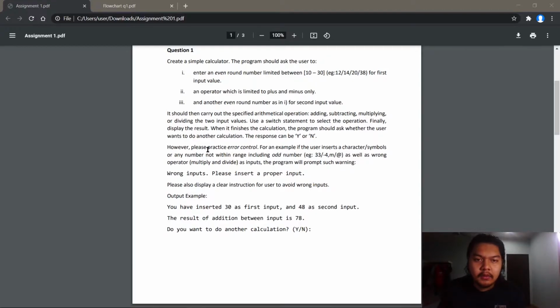The program also needs to practice error control. If the user enters a number that is not between 10 and 30, or not an even number, or not an integer, the program will display "Wrong input. Please insert a proper input." For example, if you have inserted 30 as the first input and 48 as the second input, the result of addition between them is 78, and the program will create a loop to ask if the user wants to calculate again, yes or no.